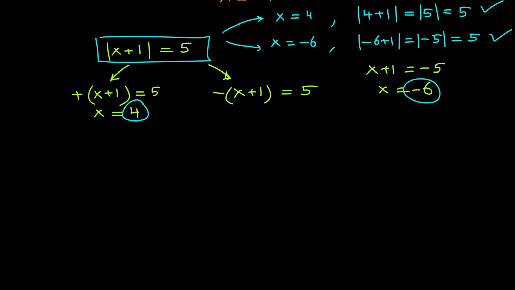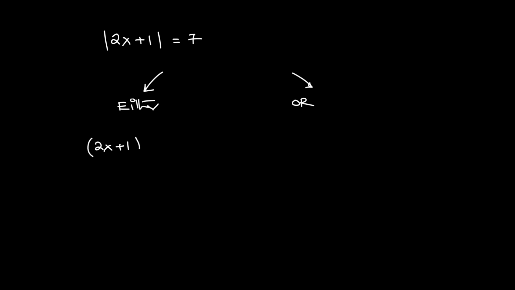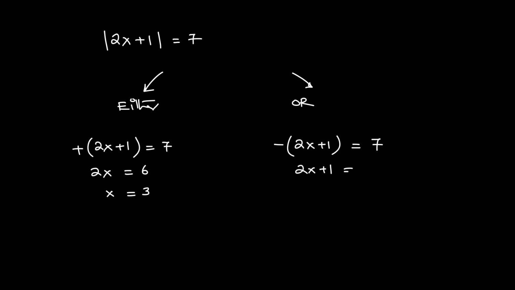Let's solve some more questions on this concept. Something like modulus of 2x plus 1 equals 7. The rule is the same. Either or, if you want to define it more explicitly, 2x plus 1 with a positive sign equals 7, or 2x plus 1 with a negative sign equals 7. So 2x equals 6, and x comes out to be 3. 2x plus 1 equals negative 7, so 2x equals negative 8. x comes out to be negative 4.